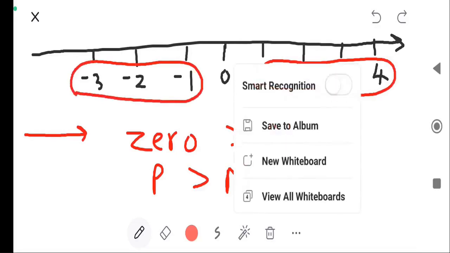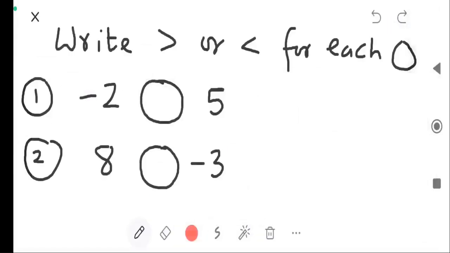Okay, now let's look at some questions briefly. We are told to write greater than or less than for each circle. Now, minus 2 is a negative integer, 5 is a positive integer, and we said that positive integers are greater than negative integers. That means that 5 is greater than minus 2. If 5 is greater than minus 2, it simply means that minus 2 is less than 5.